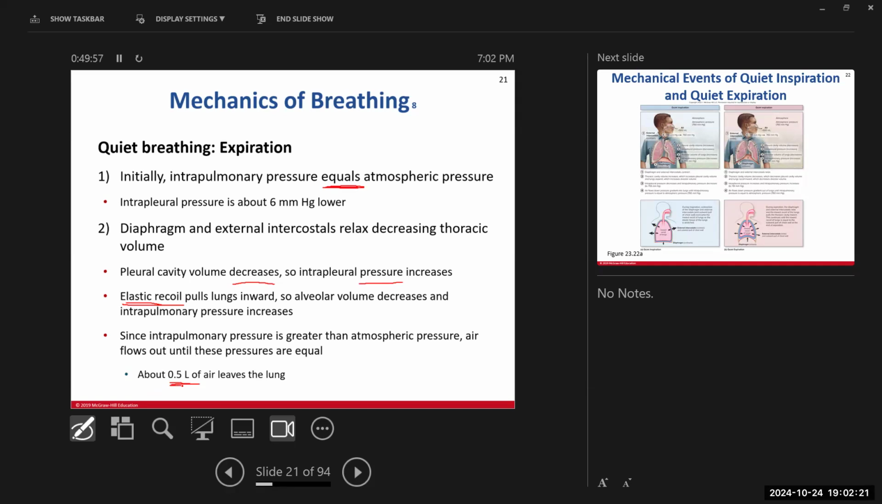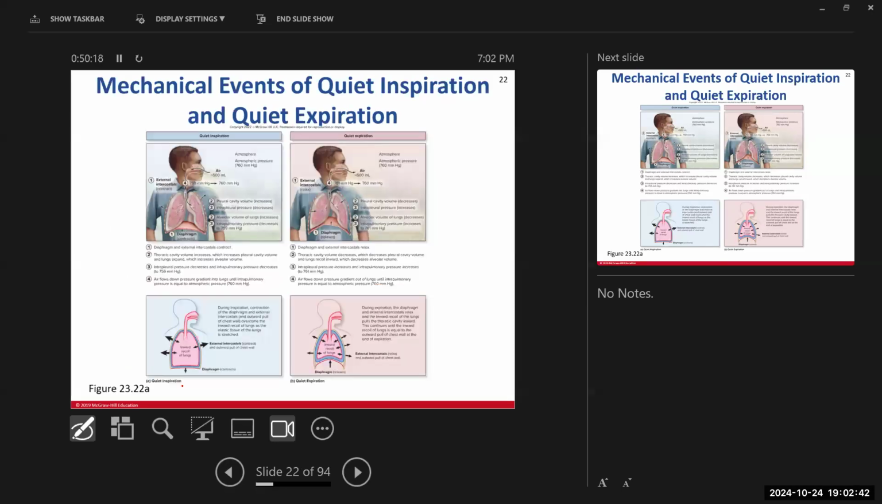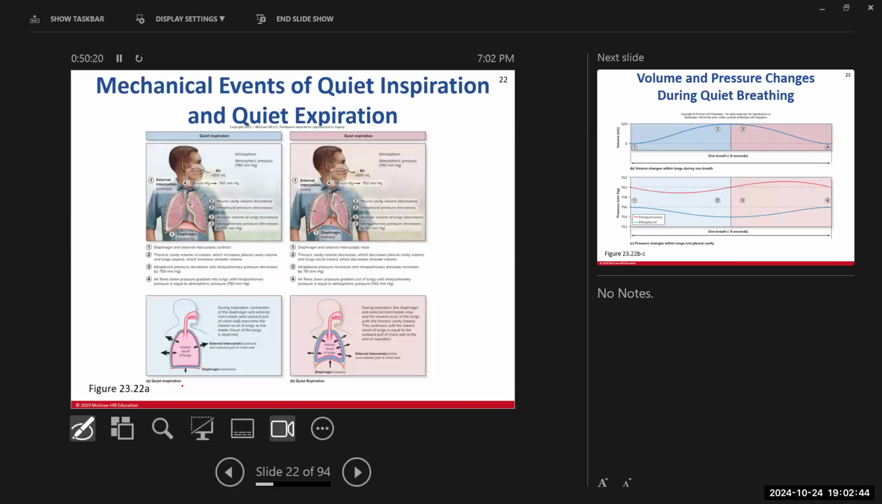At the end of that expiration process, intrapulmonary pressure will be equal to the atmospheric pressure. The only times that they're going to be equal. Which makes sense, right? If the pressures are equal, we're not going to see any air moving in or out. So this is a picture here that will walk you through the steps. I'm not going to go over this because I just did, but you can walk through these steps and see.